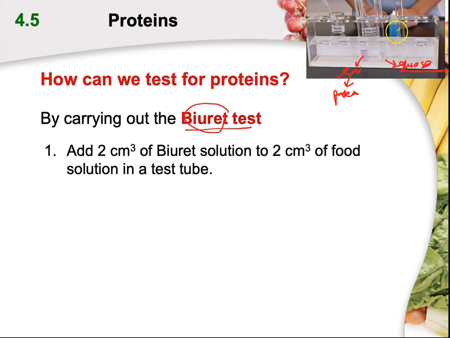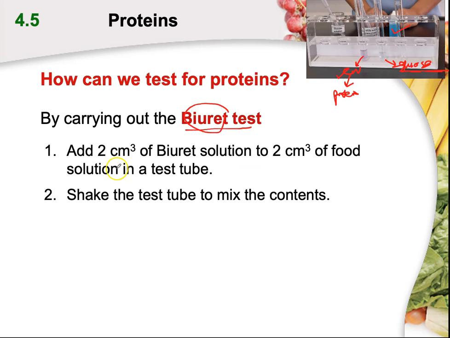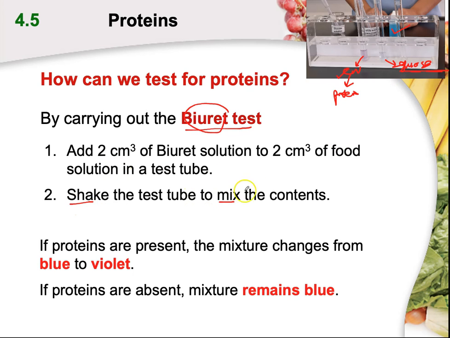So we will add 2 cm³ of this burette solution that you can see here, which is blue in color, to a solution in a test tube. We will shake the mixture well to mix everything together. Now, if proteins are present, just like this test tube over here, you will notice that the color changes from blue to violet. You may also use another term in English known as lilac. Lilac and violet, or you can even use the word purple. It's a very, very nice, beautiful color.